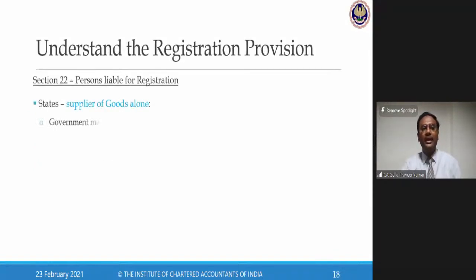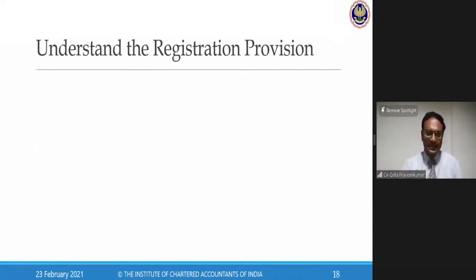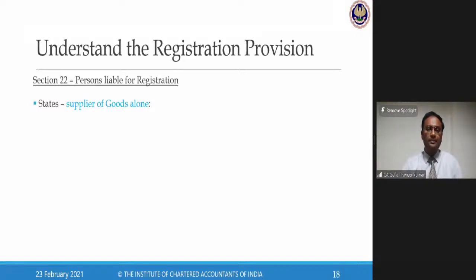Sir, what will happen to the other states? Now, other states, that 20 lakhs can be enhanced to 40 lakhs. That is what we are going to see. Now, states where there is a supplier of goods alone. Now, please keep in mind, this is somewhat important.